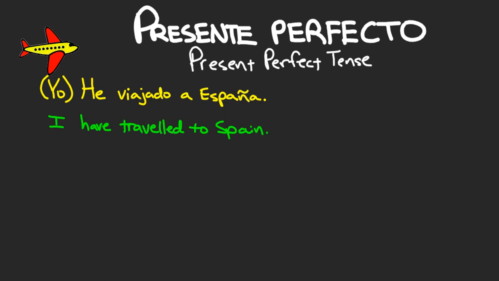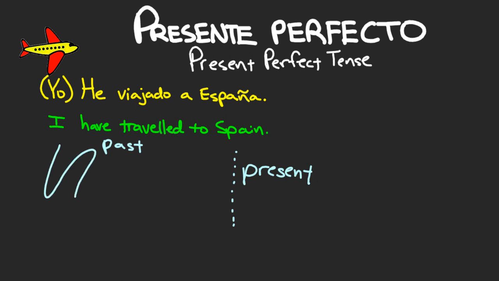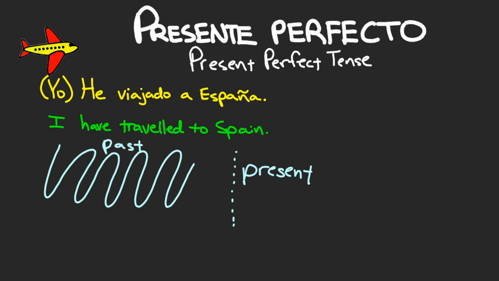Present perfect looks more like this. We have the present, and then the line between the present and the past. So the phrase he viajado a España, meaning I have traveled to Spain, means that this event of traveling to Spain happened at some point in the past. We're not really being specific as to when it happened. We're not really stating very clearly that it happened in the past, it's over. We're just saying that at some point I have done this.